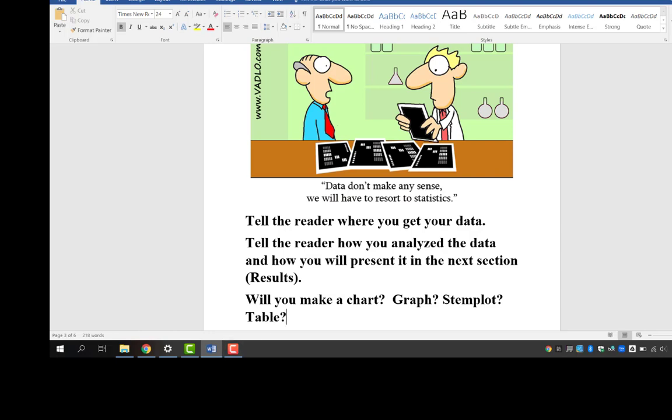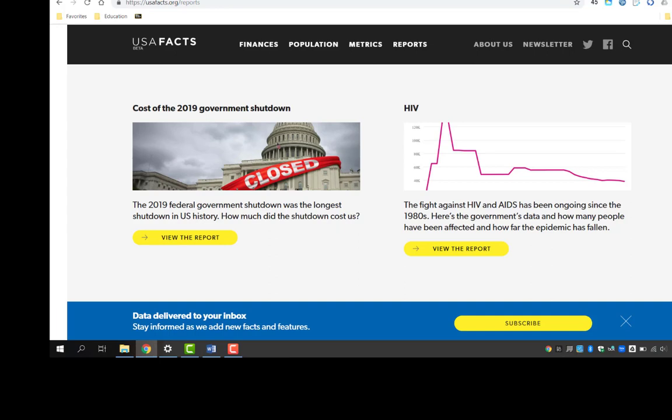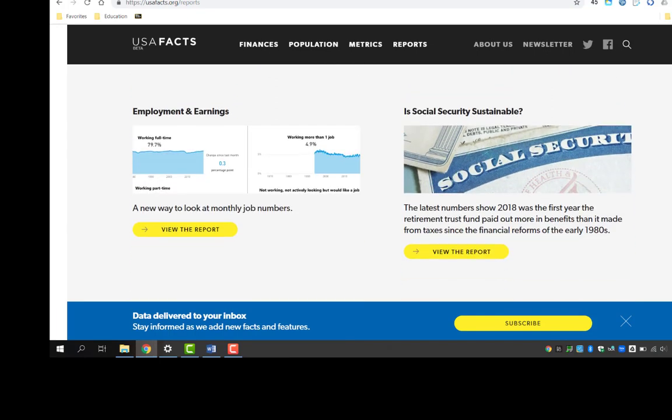So this is where you say, I found my data through the Census Bureau, or I found my data through USA Facts. That would be a source as well. Or I found it from the Pew Research Center. So there are plenty of places to find facts. You can also say that you did a literature search and found the topic in many literature sources.